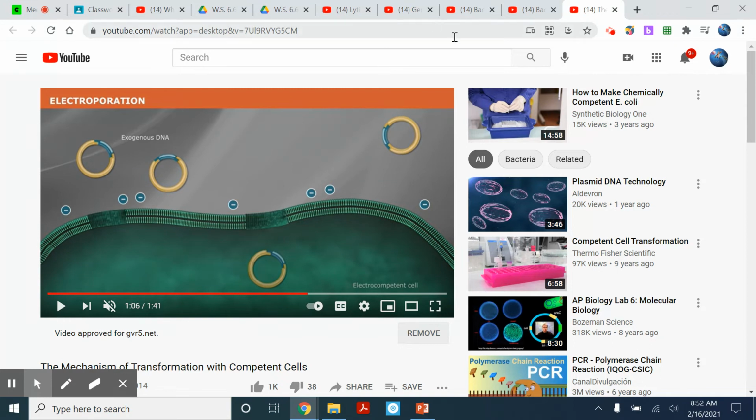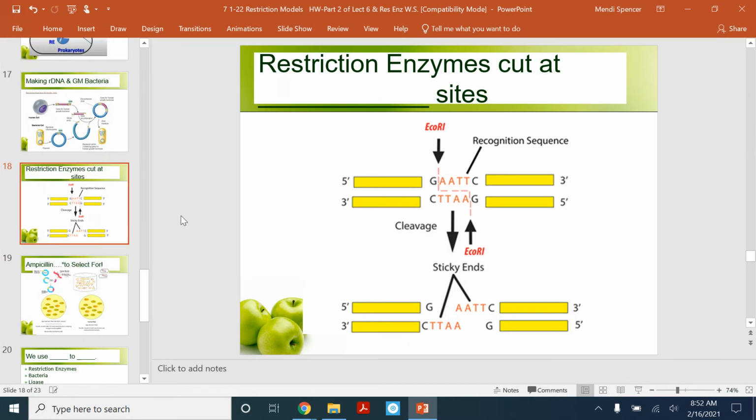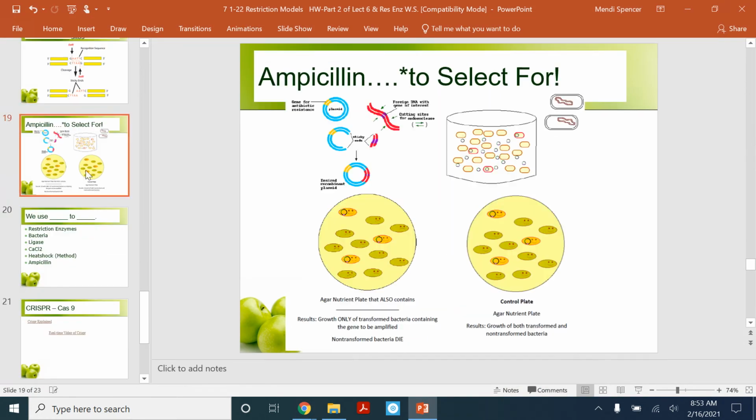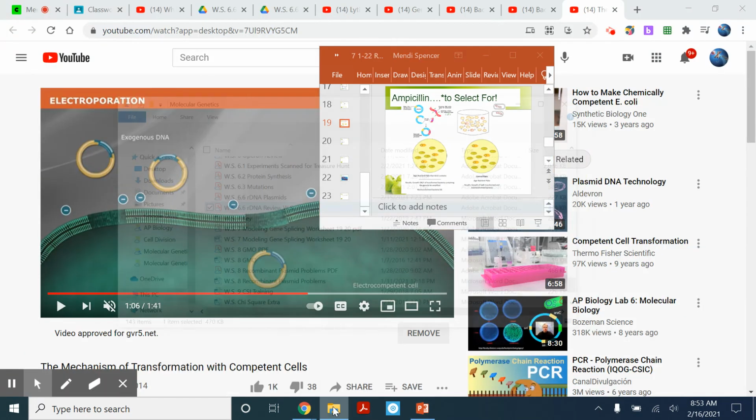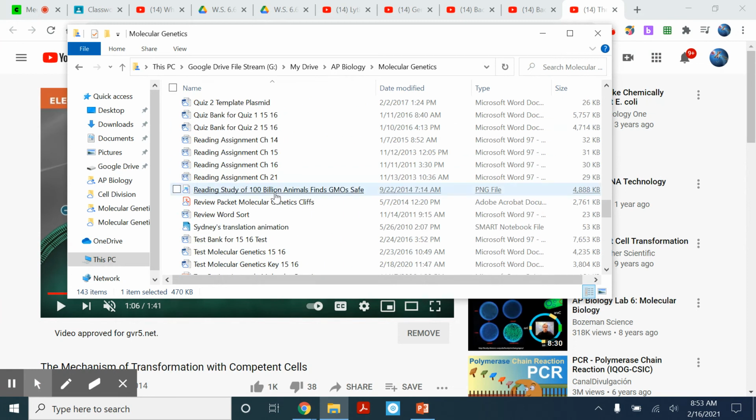But let's talk about the ampicillin resistant gene because that's an important part of this too. And let me go to my PowerPoint here. Okay. Why the ampicillin resistance? So the reason why we want some of them to be resistant to ampicillin, and I really wish I had this open. Let's see if I can open it and draw on it real quick.